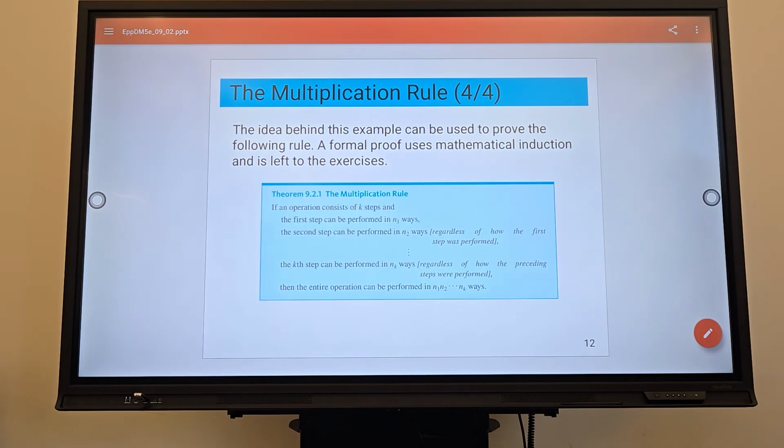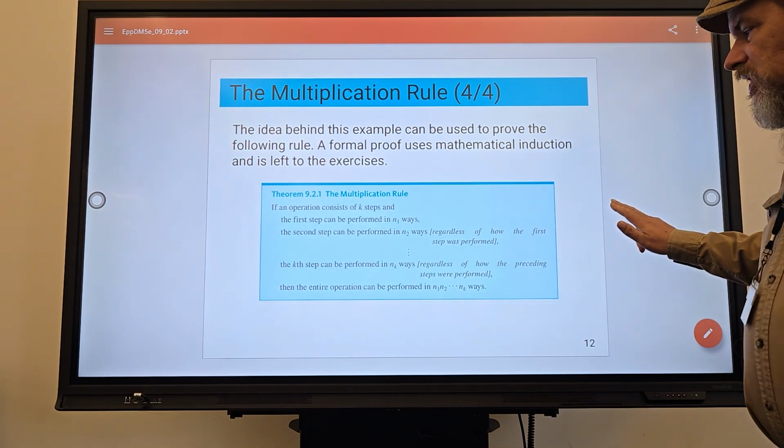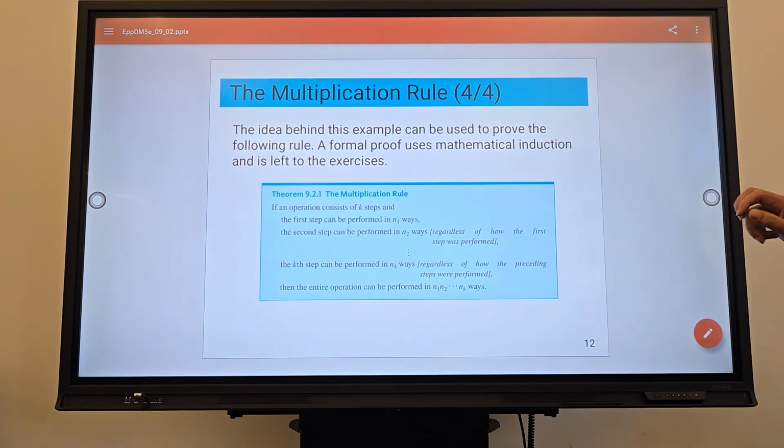If an operation consists of k steps, the first step can be performed in n1 ways, the second step can be performed in n2 ways, regardless of how the first step was performed, and the kth step can be performed in nk ways, regardless of how the preceding steps were performed. Then the entire operation can be performed in n1 times n2 times n3 and so forth to nk different ways. Just multiply the different possibilities out.